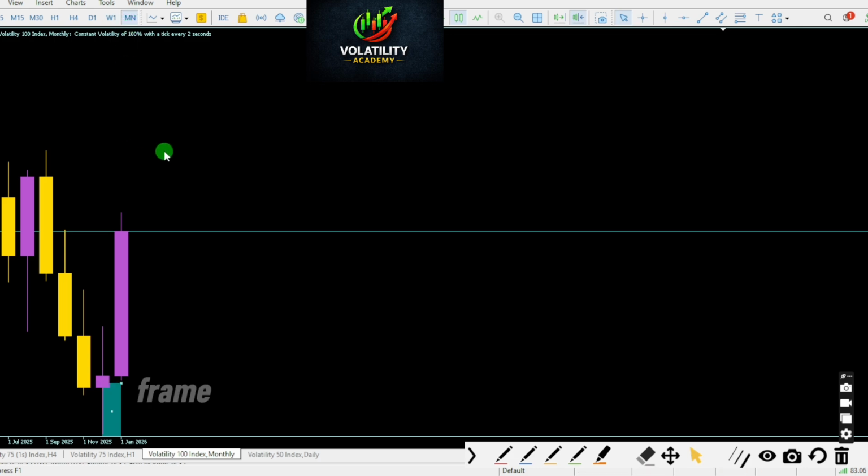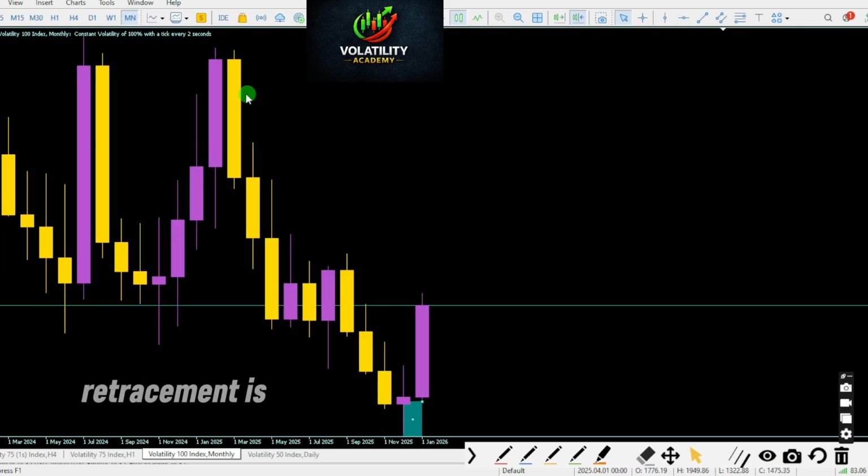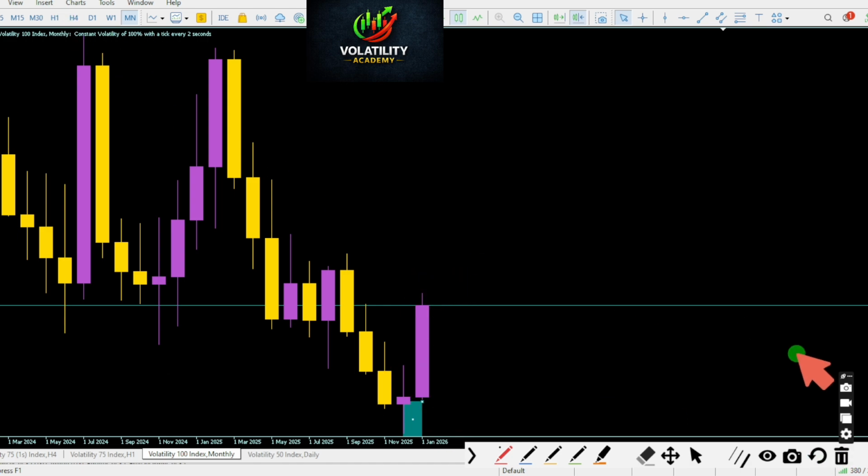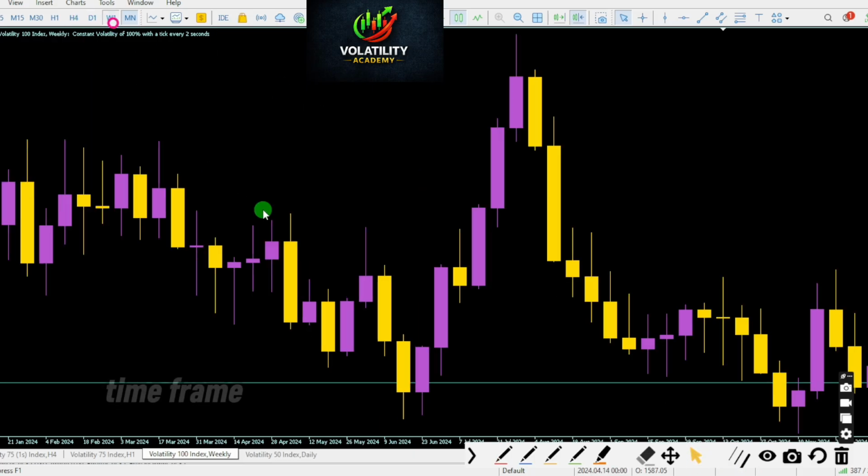On the monthly time frame, this retracement is actually a bullish market structure on the lower time frame, because look at it this way. Throughout this whole month, the market printed a bullish candle, and you can see after this month closed, this current month of January, you can see the long bullish candle. So now let's go back to the weekly time frame.